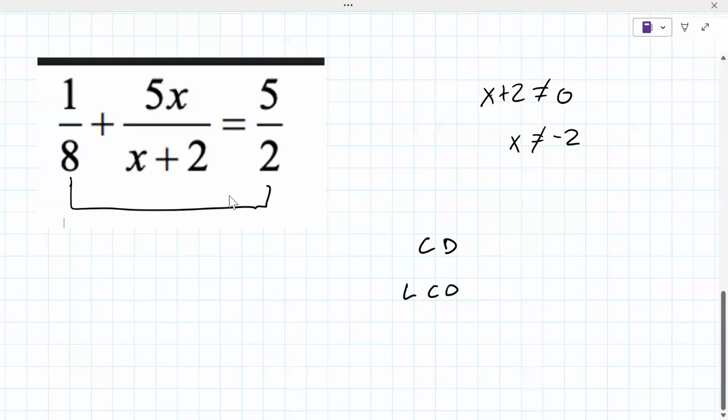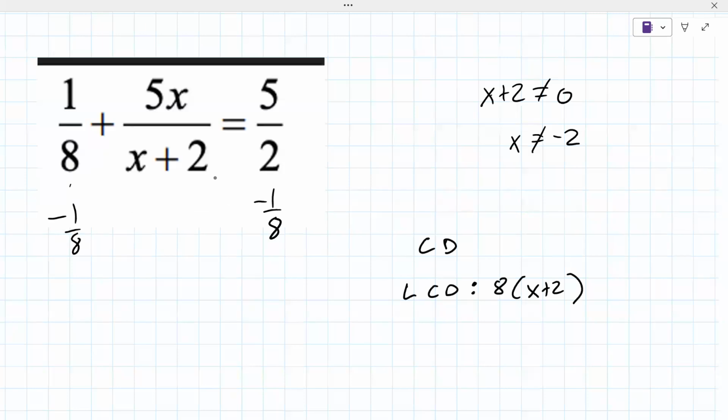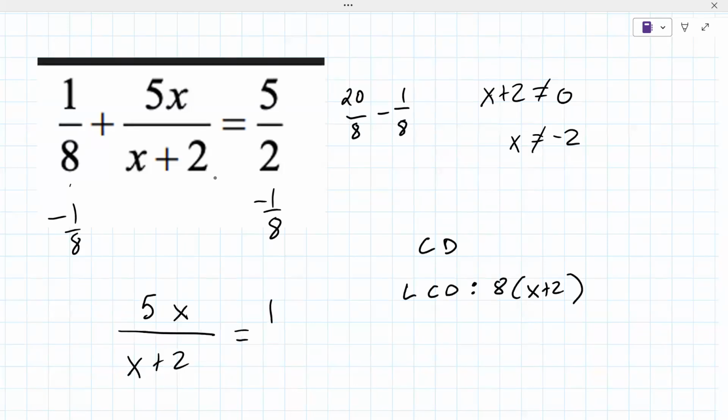And then you would look at the x plus 2. So if you were to do a least common denominator, which you do not have to do in this problem, it would be 8 times x plus 2. Sometimes there's a little thing you can do here. You can subtract 1/8 from both sides. So this is 20 over 8 minus 1 over 8. It's 19 over 8. And now it's like the ones we've been doing all along. So you want to look for that because that'll save you a ton of time.